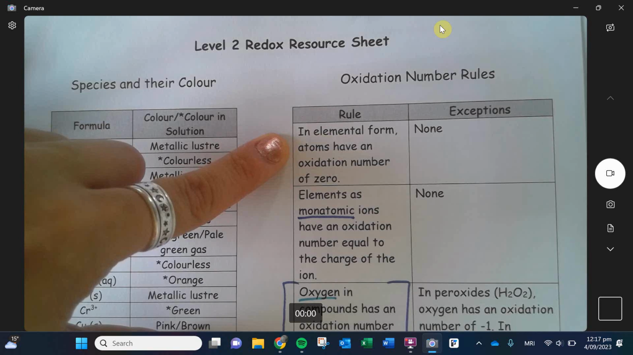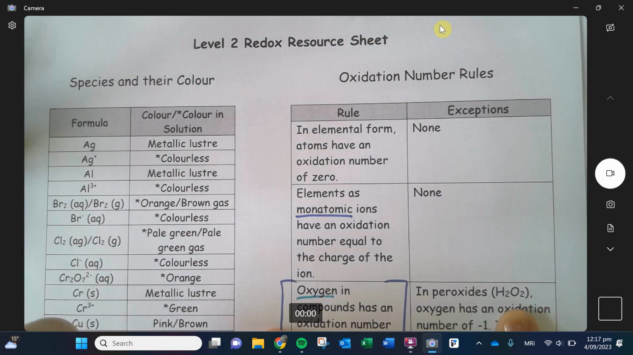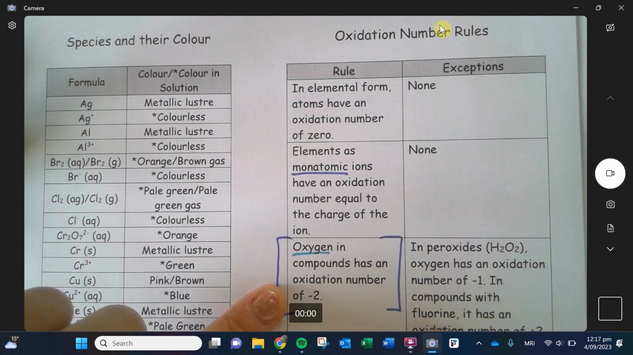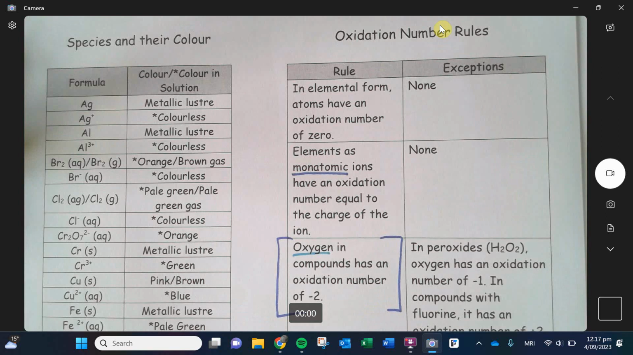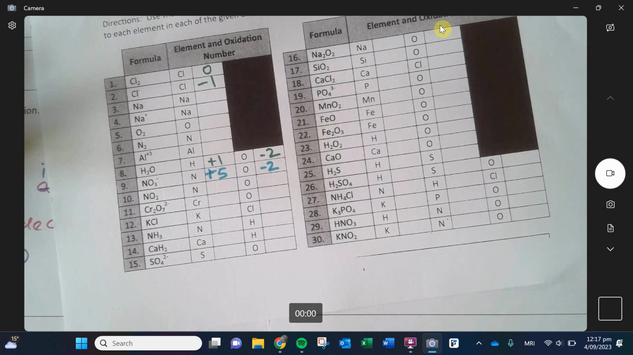So if oxygen's in the elemental form, it is 0. If oxygen is in hydrogen peroxide, it is -1 instead of -2. And then if it's with fluorine, it's +2. But it shouldn't be in the examples that I give you. Are you okay with that? All right. I'll give 2 more examples because I know you guys are like, what's going on?